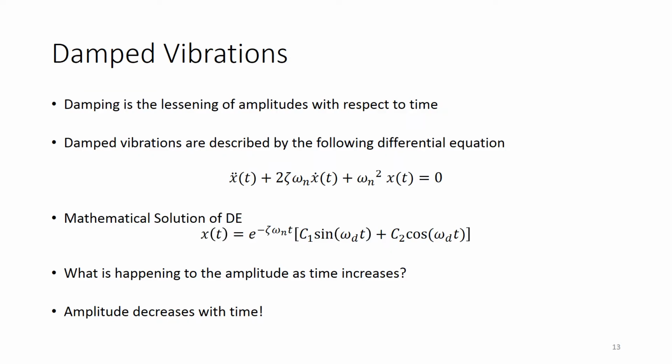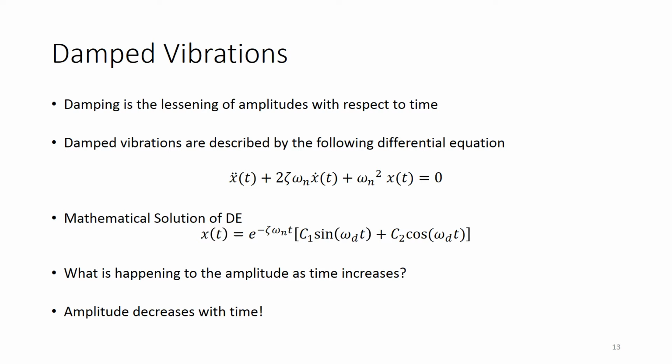Damped vibrations are vibrations where amplitude decreases with time. So damping is the lessening of amplitudes with respect to time. Damped vibrations are described by the following differential equation. So you can see that since zeta is not equal to 0, we have that middle term, 2 zeta omega n x dot of t.